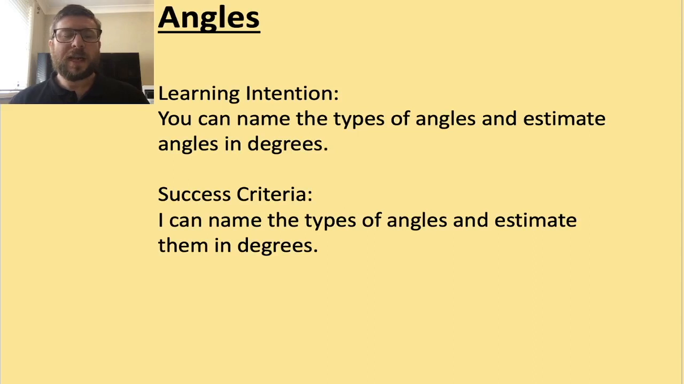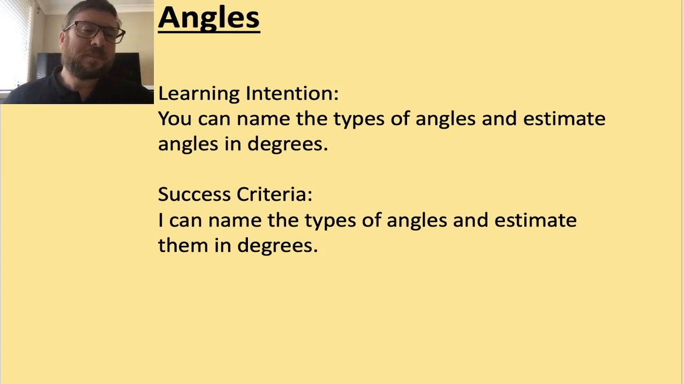Hi guys, today we're going to be investigating angles. Your learning intention for this lesson is that you can name the types of angles and estimate angles in degrees. The success criteria is that you can name the types of angles and you can estimate them in degrees. Today we're going to be using a protractor, but there's also a separate video about how to use a protractor. So if you're not 100% sure on how to use a protractor, go and have a look at that one as well, and that'll help you out.